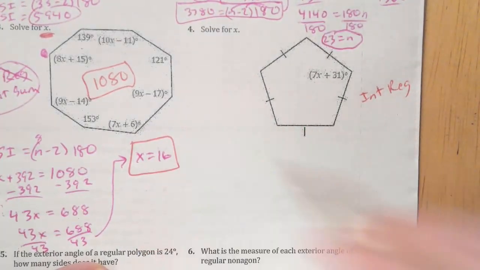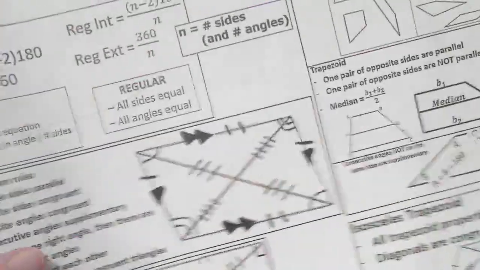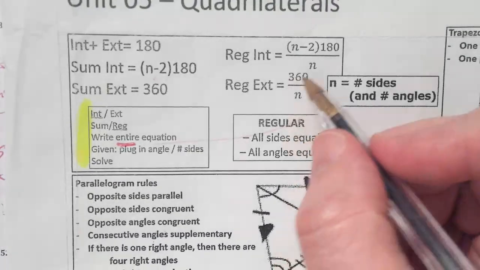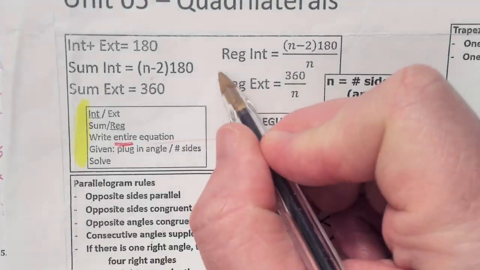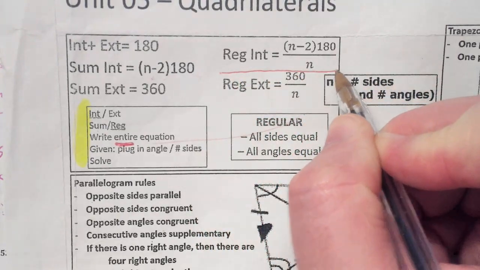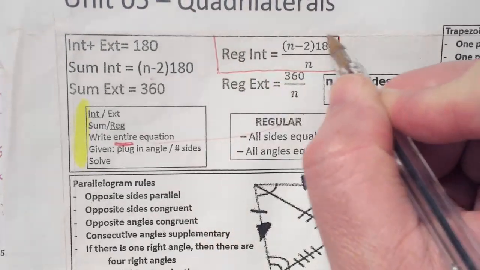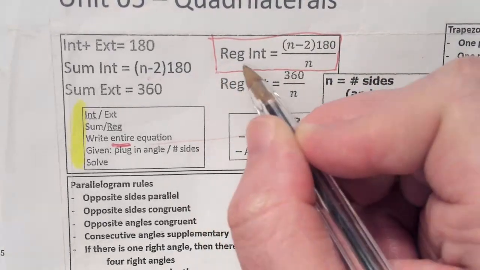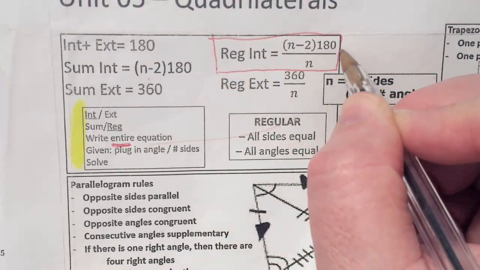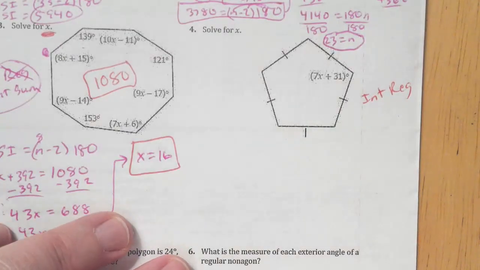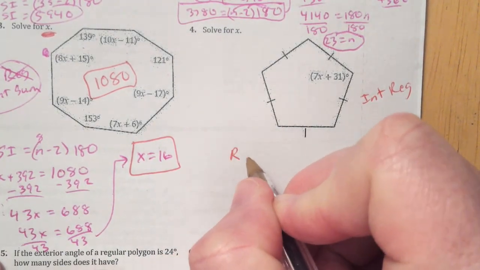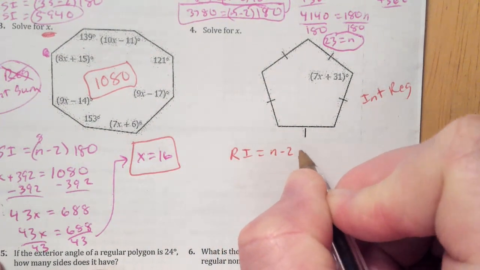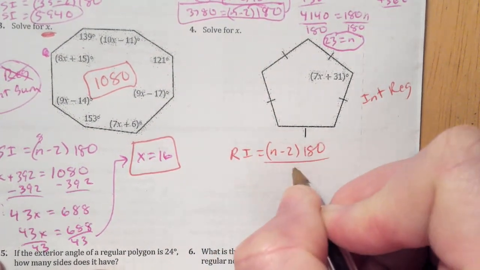So the equation for that, and let's put this out here again. I noticed that a bunch of people thought that this is an exponent, so these are separated. Sorry about that. So this goes up to this one, and this one is totally separate from that. All right, regular interior is n minus 2 times 180 all over n. So regular interior equals n minus 2 times 180 all over n.